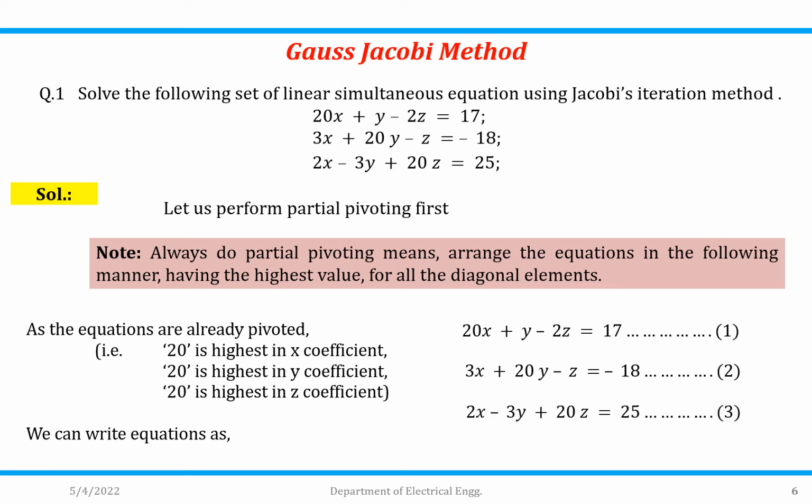Now from these three equations we can write a formula for x, y, z. From equation number 1 we have to rearrange the equation for x equal to. From equation number 2 we have to rearrange the equation for y equal to, and from equation number 3 we have to rearrange the equation for z equal to.